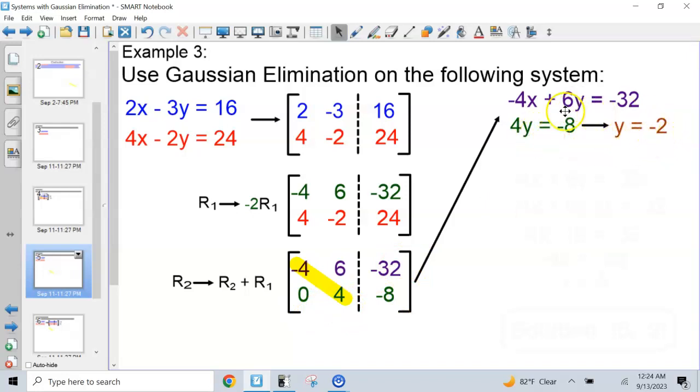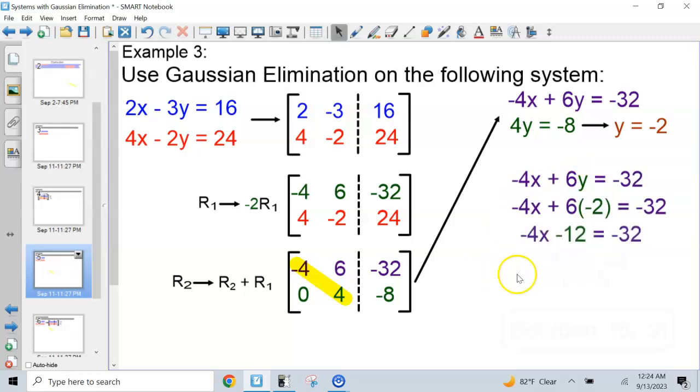I'll plug this negative 2 into the first equation. So I made this y green, I plugged in negative 2, I multiplied, I moved the 12 over by adding, then I divided by negative 4, and the answer to a system is always a point, a coordinate. So the answer is 5, negative 2.